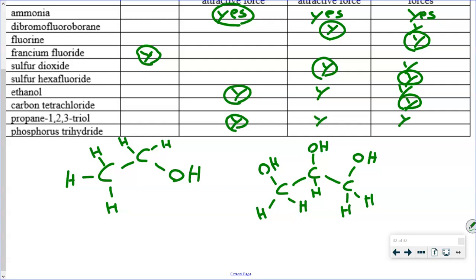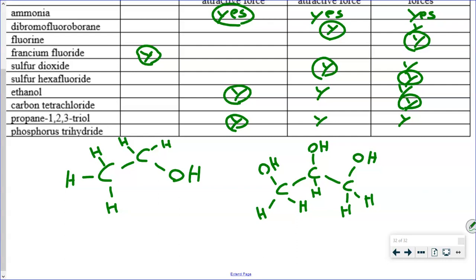And last but not least, phosphorus trihydride. Phosphorus trihydride is actually going to be in the exact same molecular family as the ammonia that we started with. So this is a trigonal pyramid. If you do the Lewis diagram for this one, you'll get a lone pair on the phosphorus, three hydrogens bonded to it. We've got a coordination number of 4. Coordination number of 4 with 3 bonds, 1 lone pair, leads us to a trigonal pyramid.